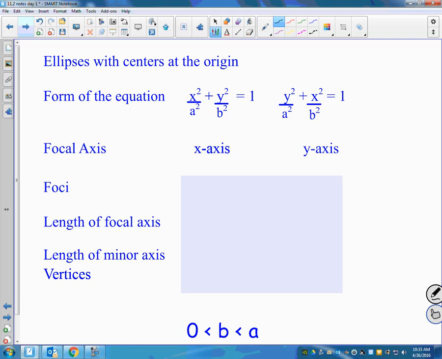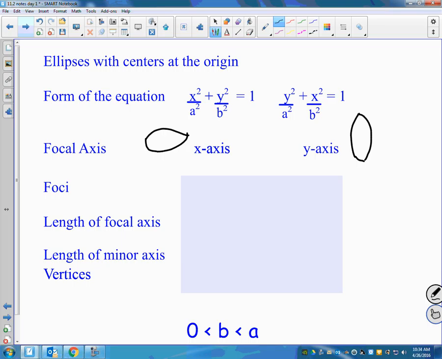So if your center's at the origin, your equation is x squared over a squared plus y squared over b squared equals 1. You can kind of see it's similar to a circle, where x squared plus y squared equals r squared, but because the major and the minor axis are different lengths, that's why they're divided by a number. In a circle, a and b would both equal the same thing. So if a squared is under x squared, then you're going to have a horizontal ellipse like this. And if y squared is over the bigger number, because a is always bigger, you're going to have a vertical ellipse.